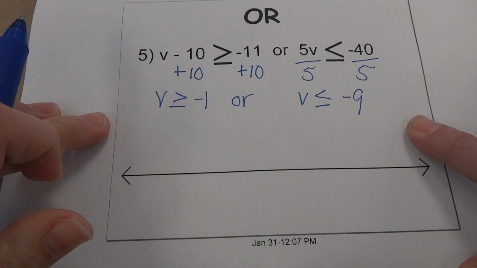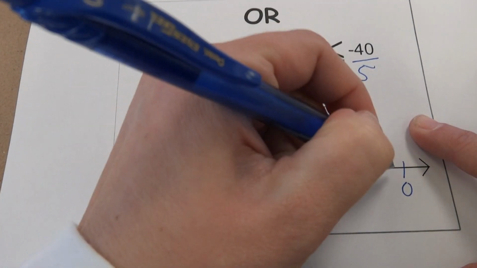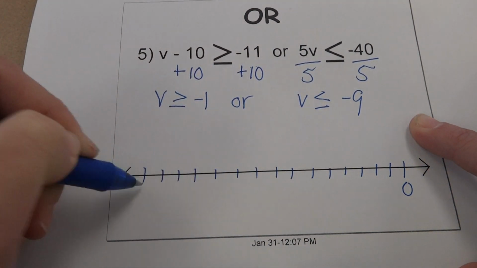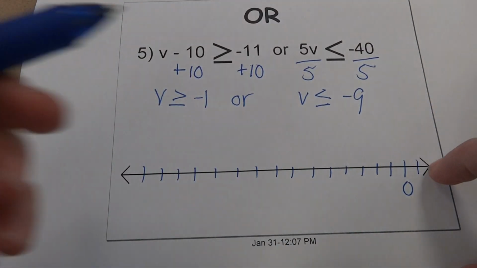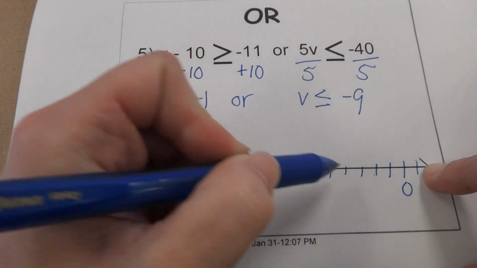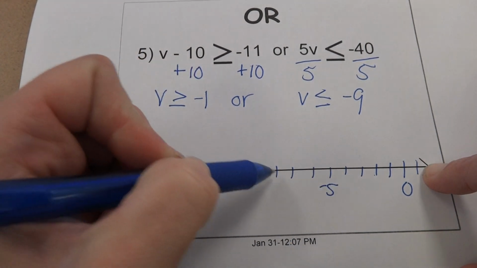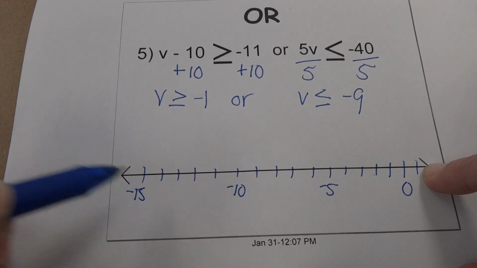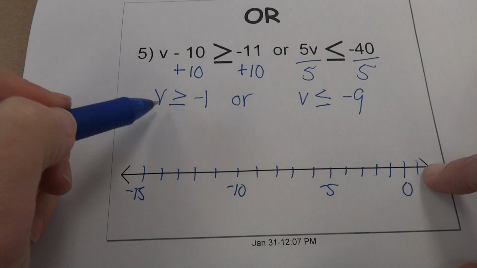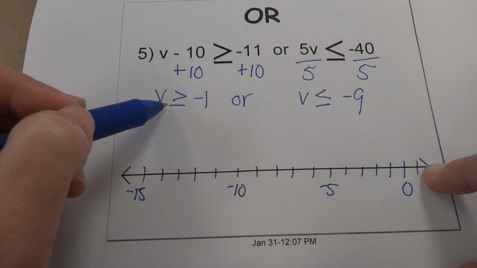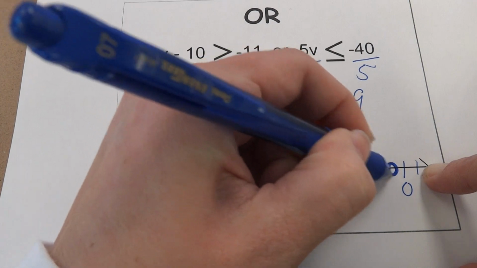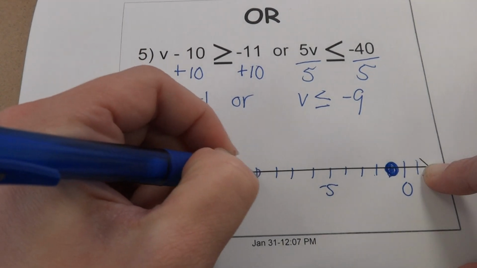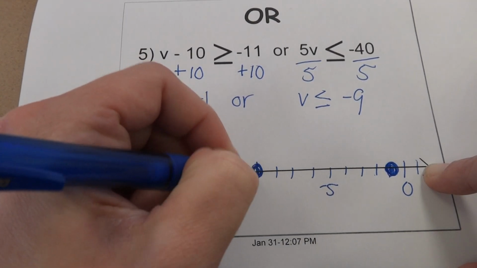So again, I look at the snapshot of my number line. And I'm going to put 0 all the way down here. 1, 2, 3, 4, 5, 6, 7, 8, 9, 10, 11, 12, 13, 14, 15 will work. I'm going to label every 5. Here's negative 5. Here's negative 10. There's negative 15. So on negative 1, I'm going to put a closed circle because I have the equal to sign. And I'm also going to come down and put a closed circle on negative 9. So there are my bound marks.